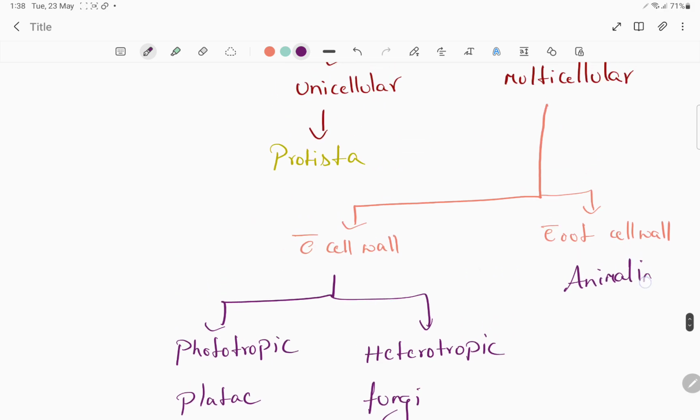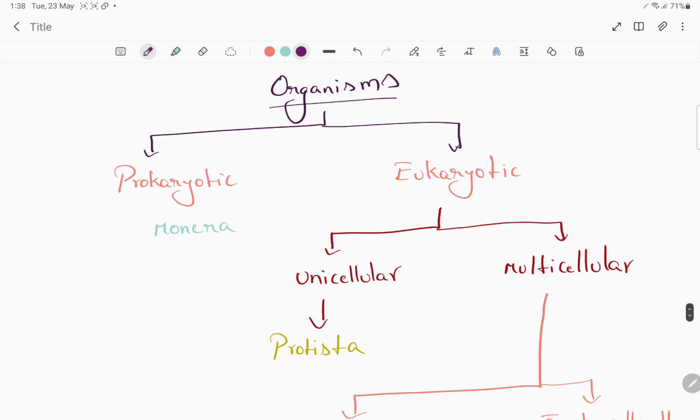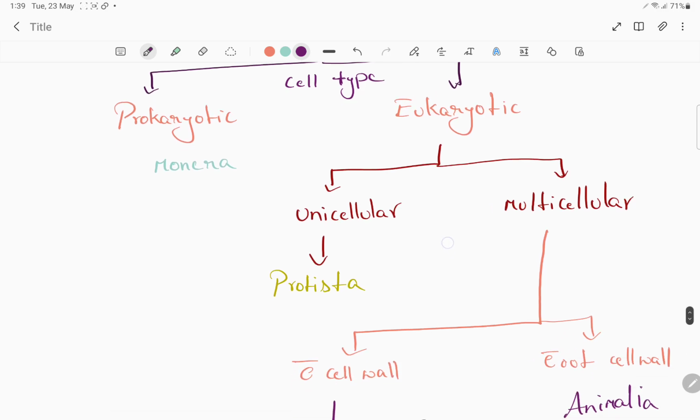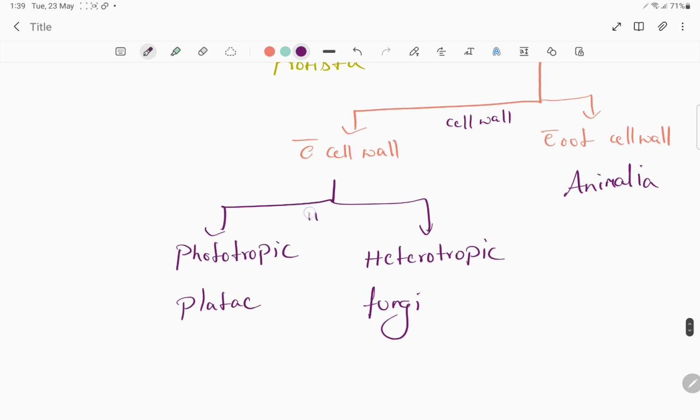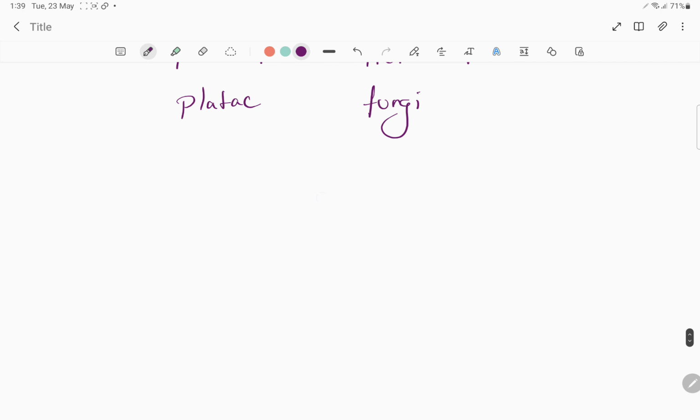So let's see once again. Organisms are basically divided based on cell type, prokaryotic and eukaryotic. Afterwards they considered the number of cells, unicellular or multicellular. Then they considered the cell wall, and then it is based on nutrition. Right. So coming to the five kingdom system of classification.